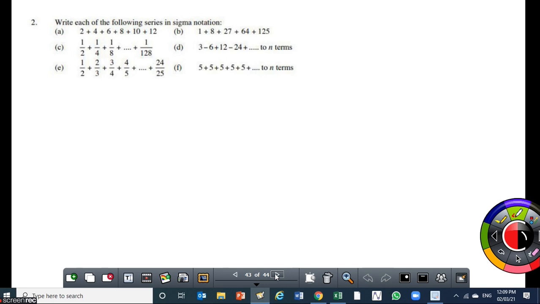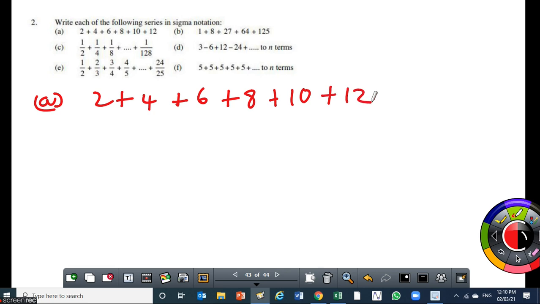But let's start with 2A. The question says, write each of the following series in sigma notation. Okay? Now, I'm going to use n. So if I get that series, 2 plus 4 plus 6 plus 8 plus 10 plus 12, how many terms are there? 6. There are 6 terms, right? So if I start from n equal to 1, I'll end at n equal to 6.